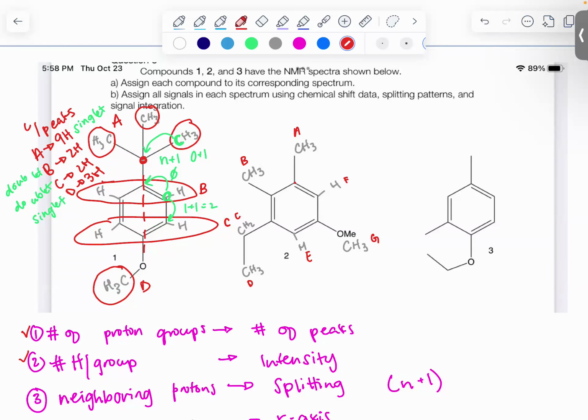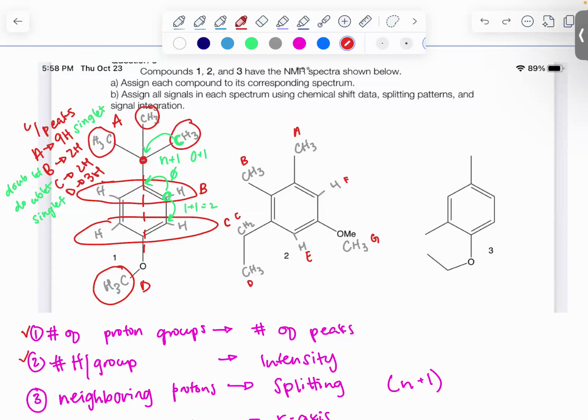Well, this one is 3 away from the oxygen, and this one is 4. One is meta and one is para to your ester or ether. Me means methyl, so it's a CH3. So now that we have our number of peaks identified, we can move on.